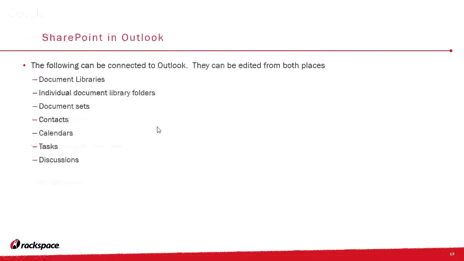What other slides do I have here? These are all things that you can connect to Outlook and edit from both places. Again, it's really useful for printing and having threaded discussions. You can do libraries. Again, I keep calling it SkyDrive, or I don't know what to call it. OneDrive for Business is really the best practice way that you're supposed to sync document libraries, but you can sync document libraries and folders.